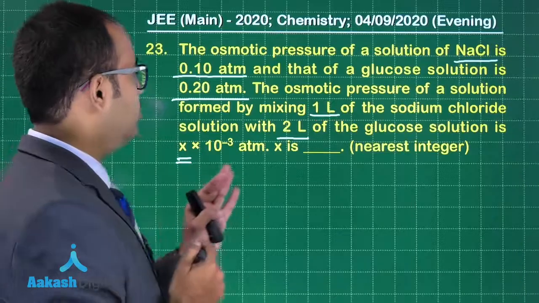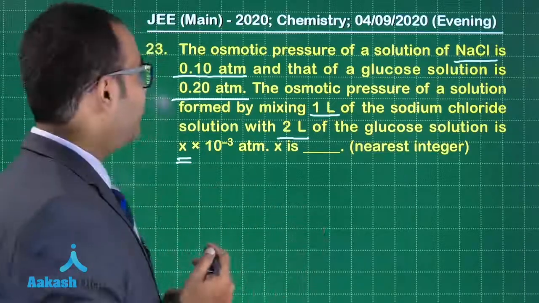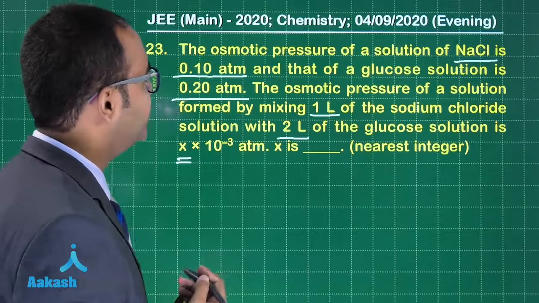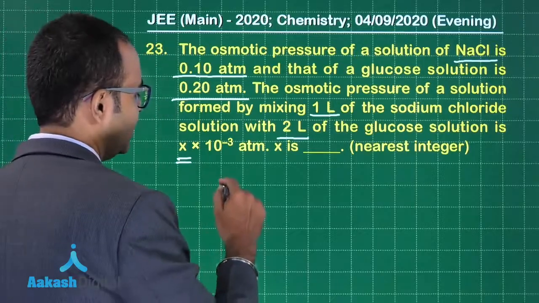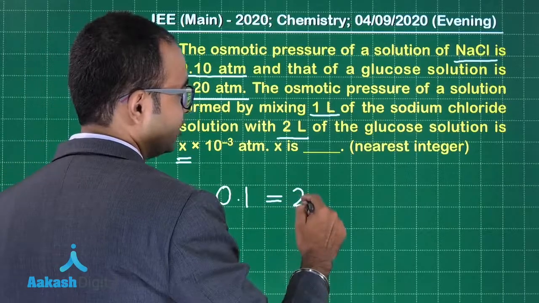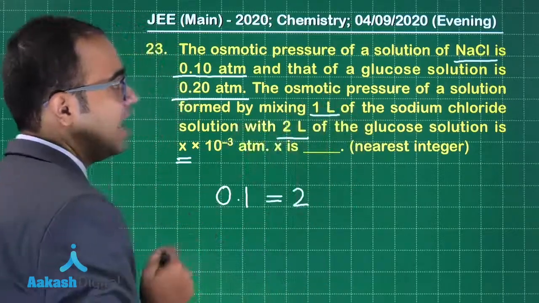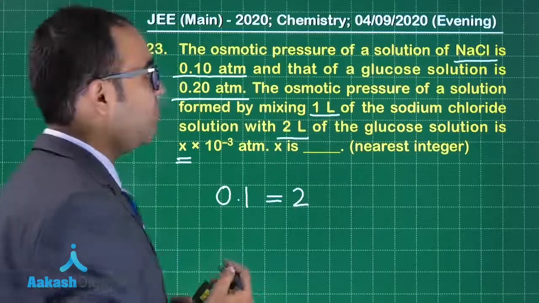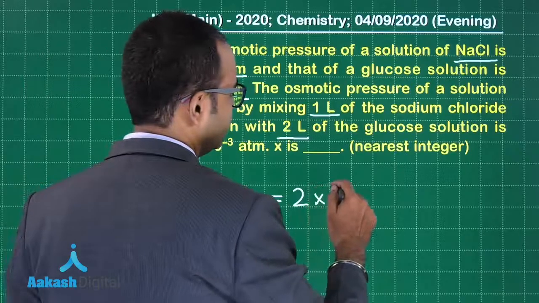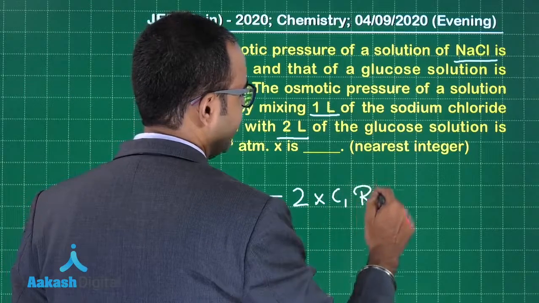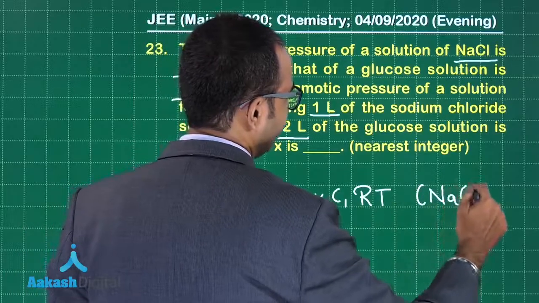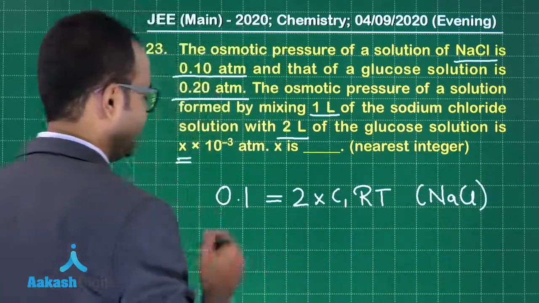Okay, so how to go about it, guys? First, let us look at the osmotic pressure of NaCl. So osmotic pressure of NaCl is 0.1. So this will be equal to what? This will be equal to i. So the value of i stands for Van't Hoff factor. So Van't Hoff factor will be how much? That will be 2, into C1 into RT. So this is for NaCl. What I am writing is for NaCl.